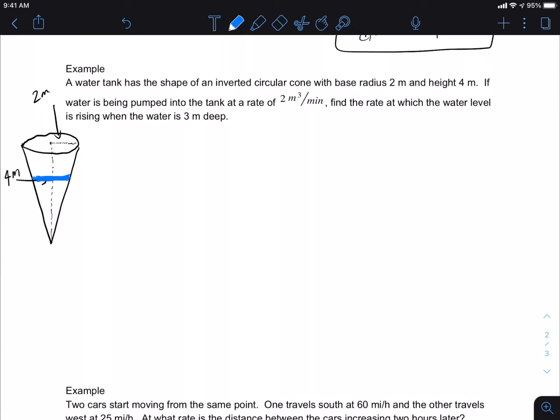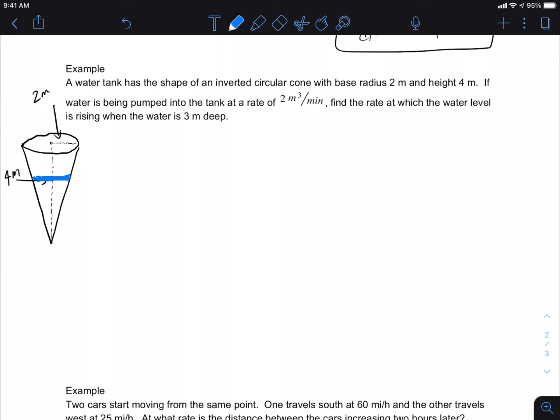Water is being poured into this tank at a rate of 2 meters cubed per minute. What does that tell me? What is that? What rate is that? Height. Not quite height. Height is one-dimensional. Volume at which the water hose is pumping the water in.